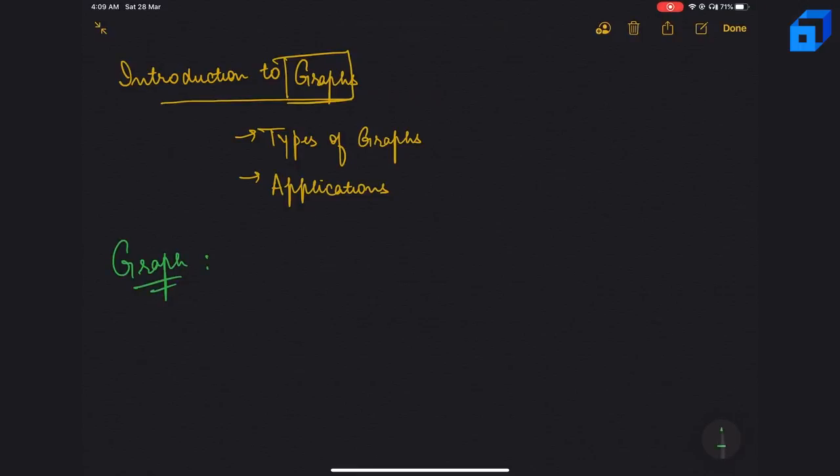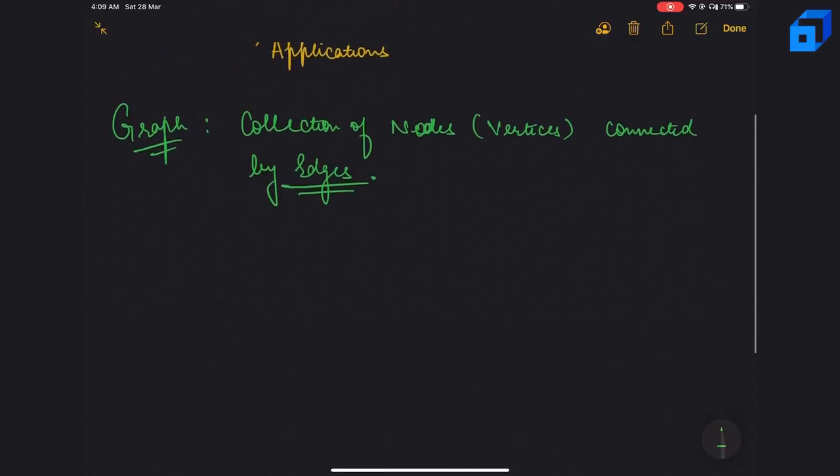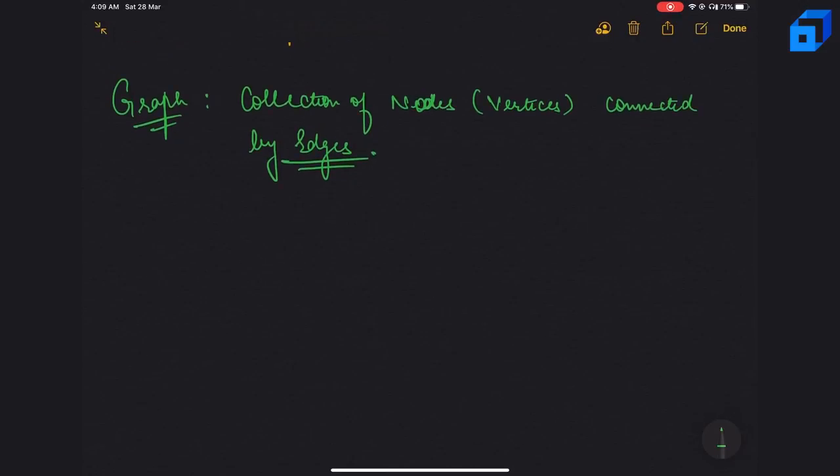Graph can be defined as a collection of nodes. These nodes can also be known as vertices, connected by edges. For example, let us consider some nodes. These nodes can represent any arbitrary kind of data. For example, let us have four nodes A, B, C, and D.